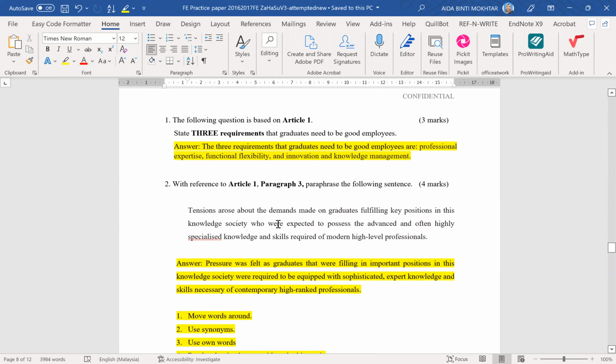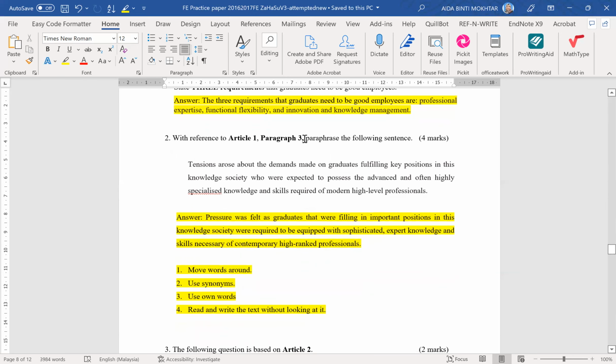The following question is based on Article 1. State 3 requirements that graduates need to be employees, and then this was found. I believe this is the answer. The 3 requirements that graduates need to be employees: there are actually 5, and then I took 3 of these. So what happens is you just put them in a sentence. This is quite straightforward.